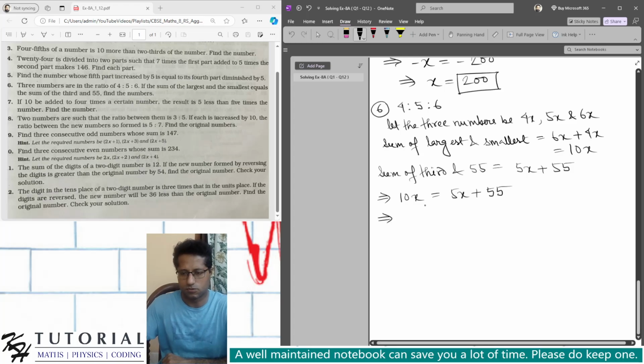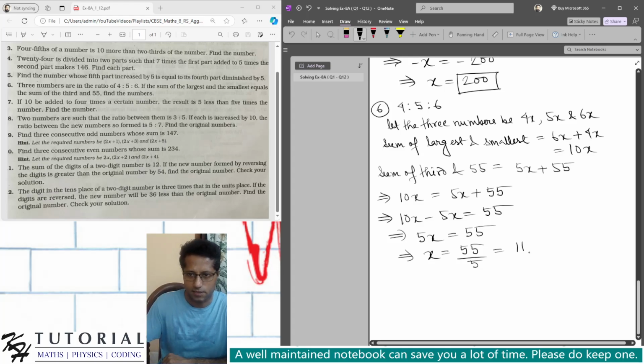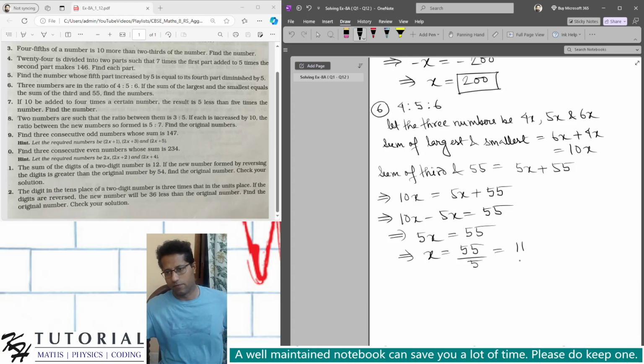We bring the x terms to the left hand side and keep the constants on the right hand side. We get 10x minus 5x equals 55. This implies 5x is equal to 55. This implies x is equal to 55 by 5, which is equal to 11. So x is 11. We have not yet found the numbers. x is 11, and now what is the problem?